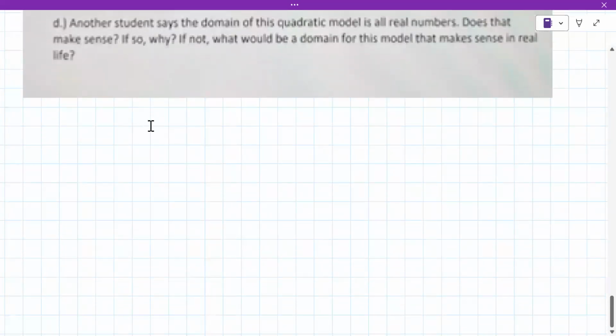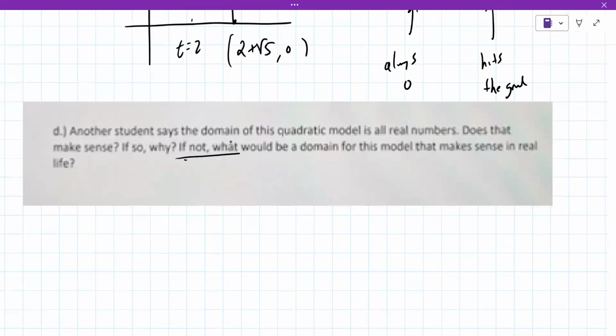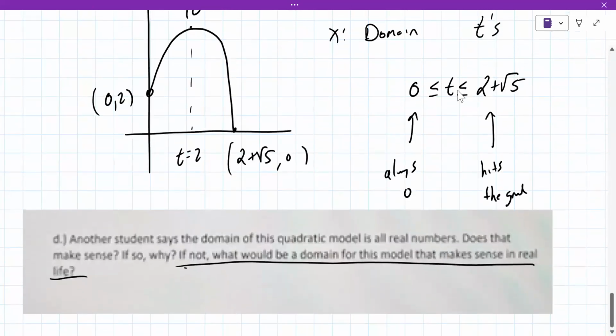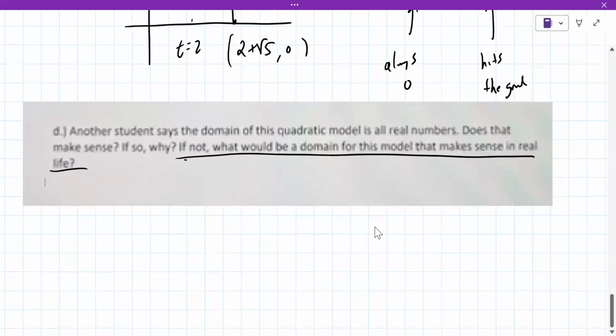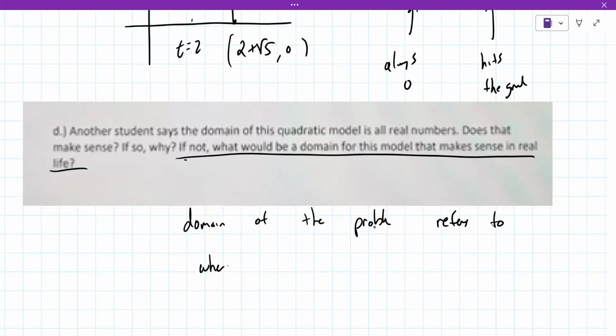So we need to say, okay, so we've actually answered this question part, which is what would the domain be? We just mentioned that it's over here. We want to say that the domain of the problem refers to when the jump occurs.